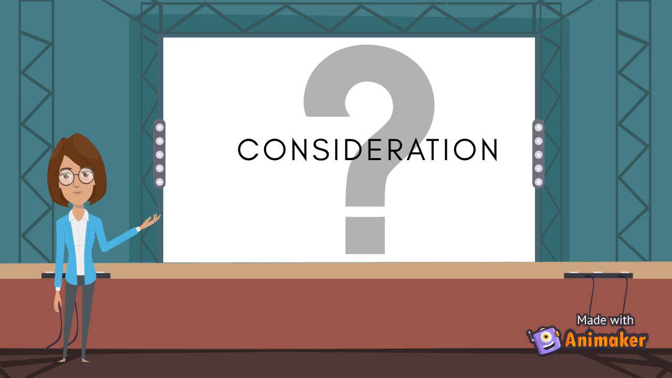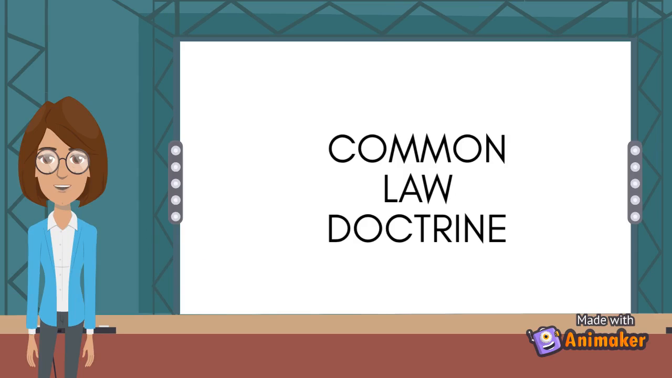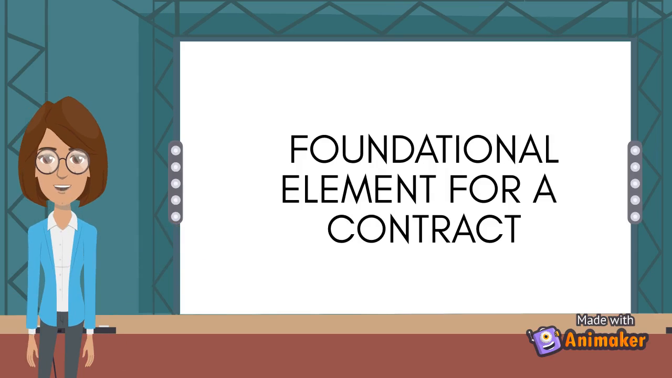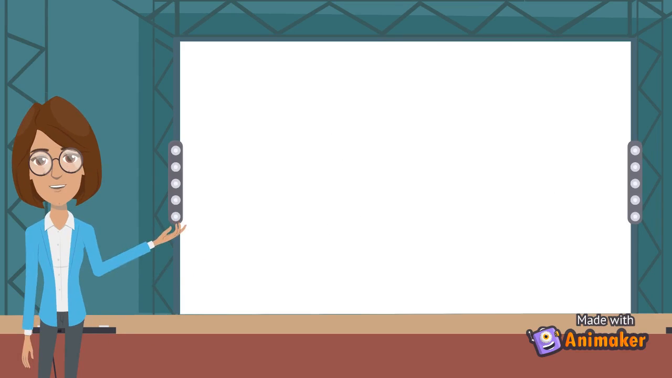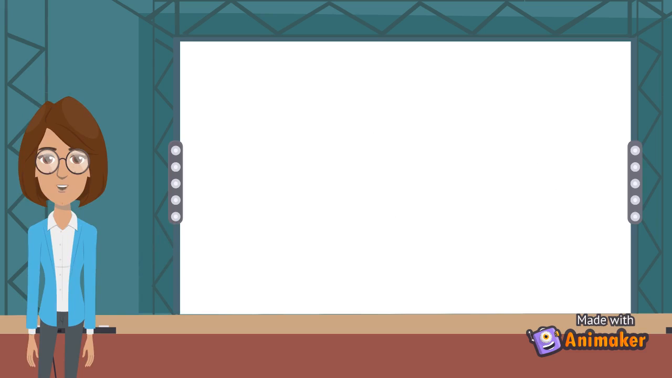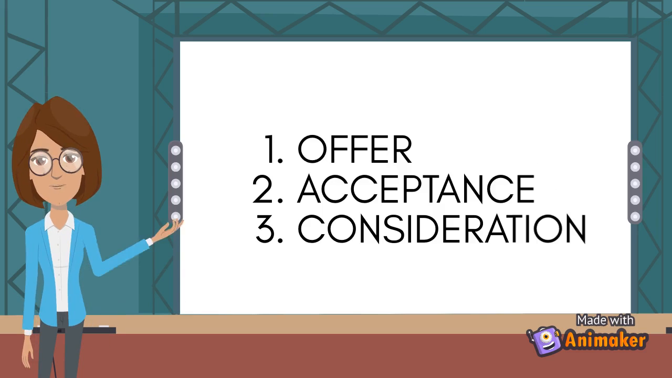What is consideration in contract law? Consideration is a common law doctrine and is one of the foundational elements required for there to be a contract. At a basic level, a contract is often described as necessitating three ingredients: offer, acceptance, and consideration.